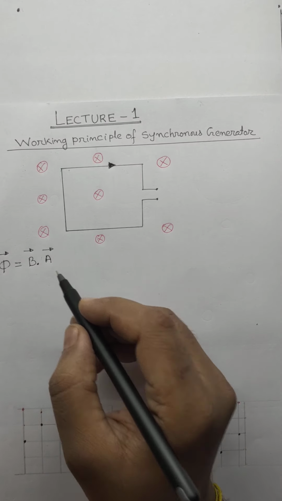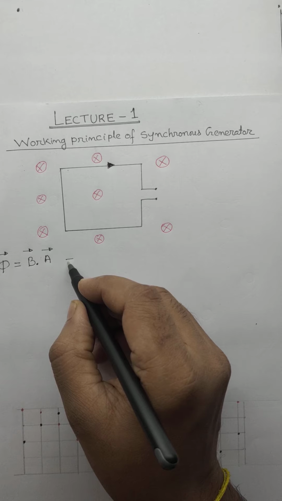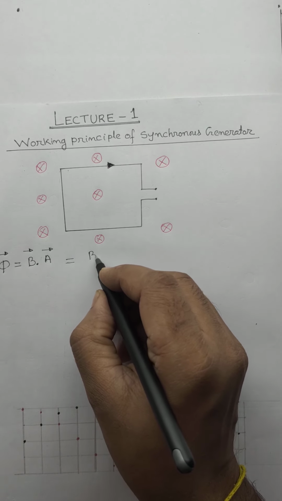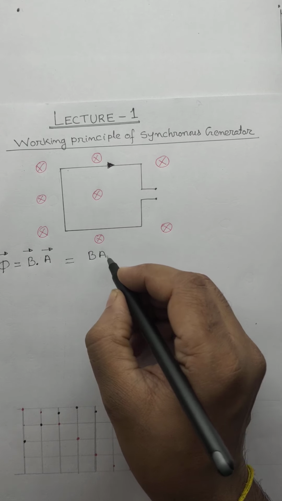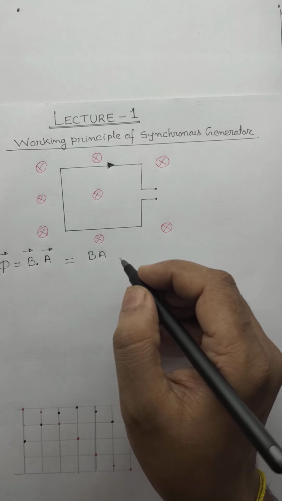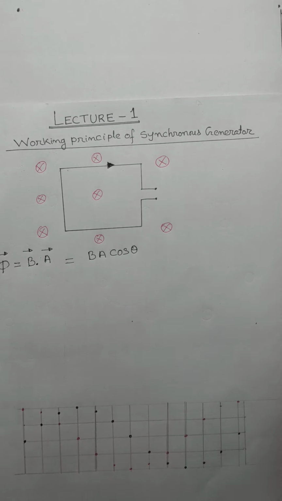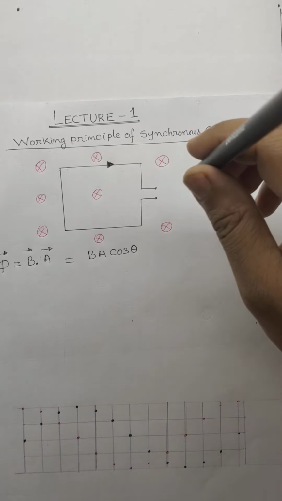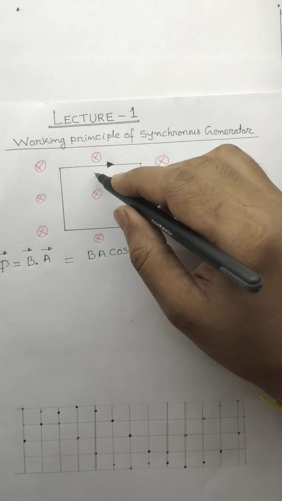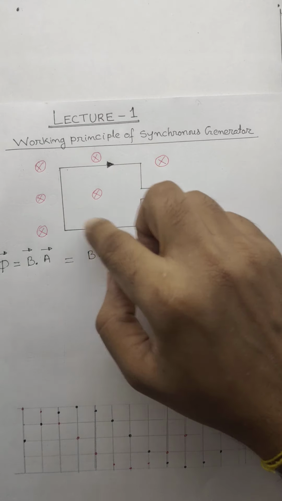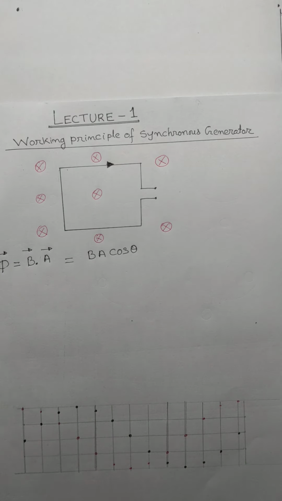So this B dot A is a dot product, so we can write it like this: B A cos theta. What is this theta? Theta is the angle between the vector B and the vector A. The direction of B is from top to bottom, and the direction of the area vector, we will see how it varies. Now this is the loop which represents a coil.